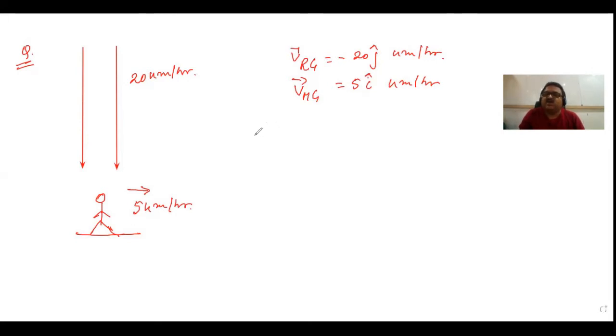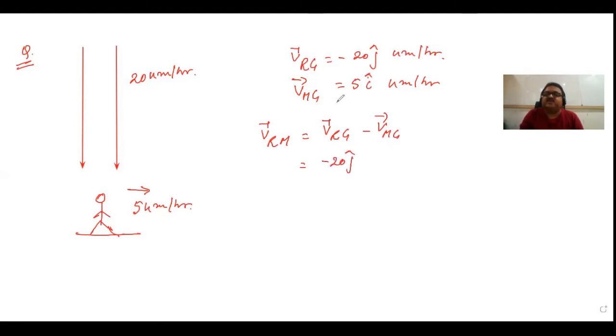The man always opens his umbrella in such a manner that, according to him, the rain is falling towards him, correct? So find out the velocity of the rain as appeared to the man, or with respect to the man, that is velocity of the rain with respect to the ground minus velocity of the man with respect to the ground. Now the velocity of the rain with respect to the ground is what? Minus 20 j cap.